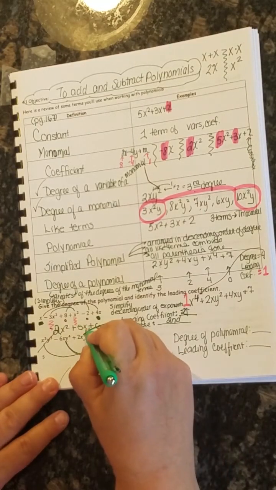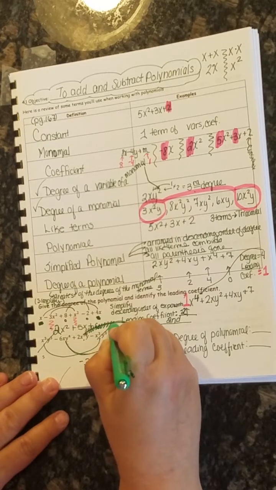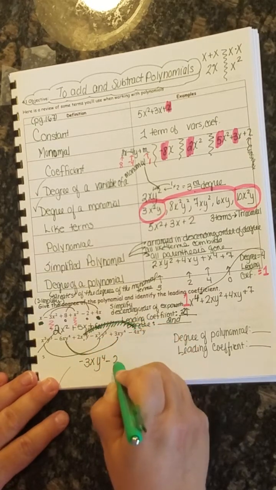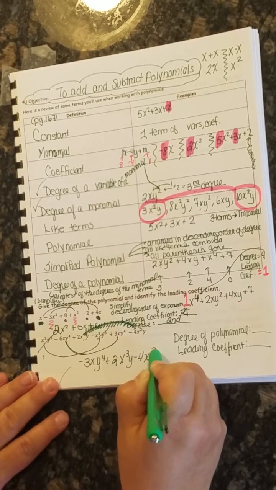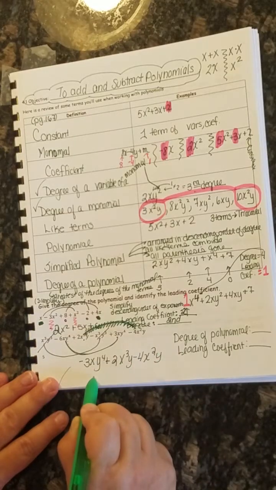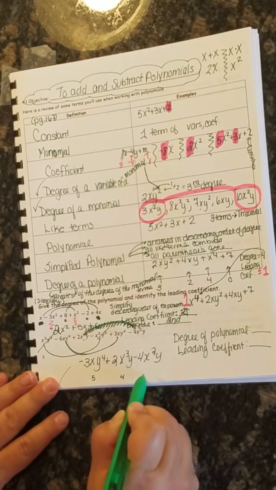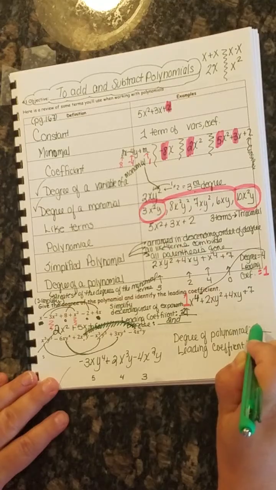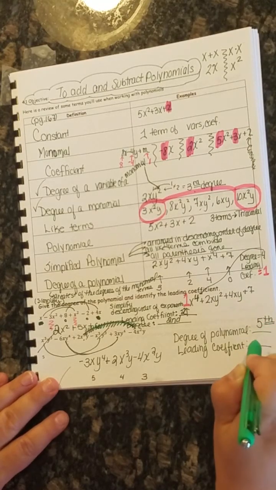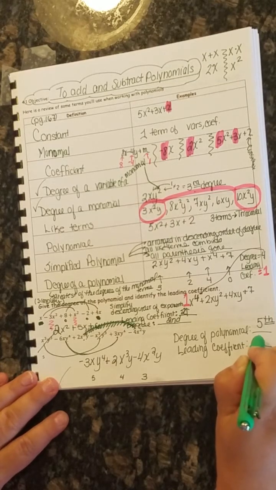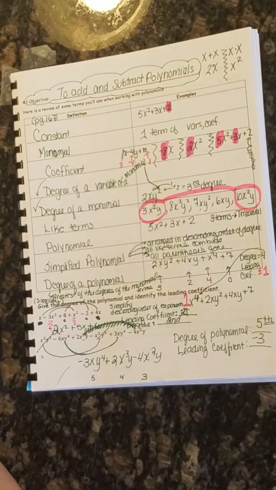These are not like terms. So I have plus 2x cubed y and then -4x squared y. That is of a 5th degree, a 4th degree, and a 3rd degree. So the degree of the polynomial is a 5th degree. We actually call that quintic. I'm not there yet with you guys in that though. And your lead coefficient is -3.